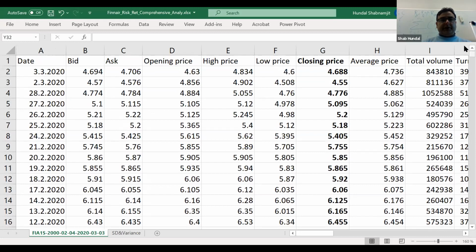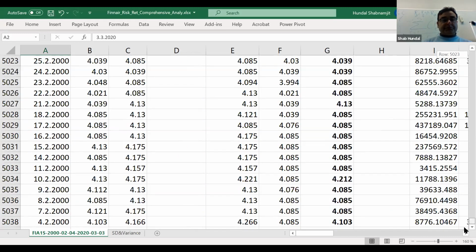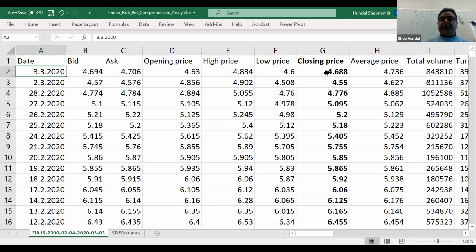So we have from 3rd of March 2020, we have the data of FinAir, starting from 4th of February 2000. So we have 20 years of data, basically, which is enough, rather more than enough. And then we have the stock price of FinAir. The closing price is what we take.